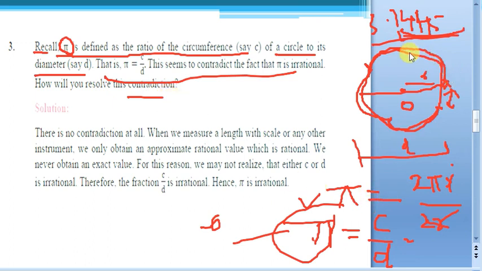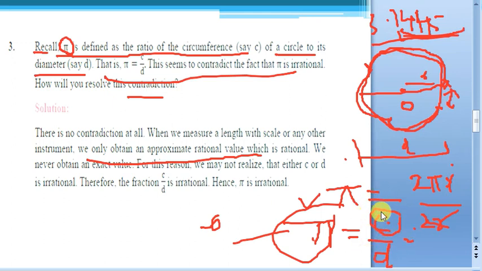Remember, while measuring the circumference of any circle, or when you are working with any instrument such as a scale, you can't measure the exact value. There will be some minute decimals at micro level or nano level. That means there will be some minute things which cannot be measured accurately. So in the numerator we are not going to get the exact value. When you measure the circumference with any instrument, we will be getting only an approximate rational value. It is not completely rational.